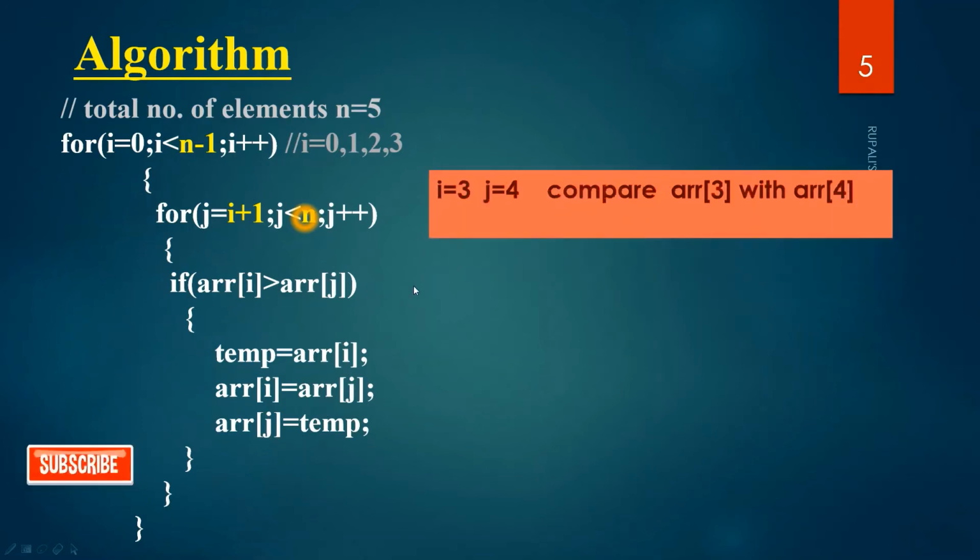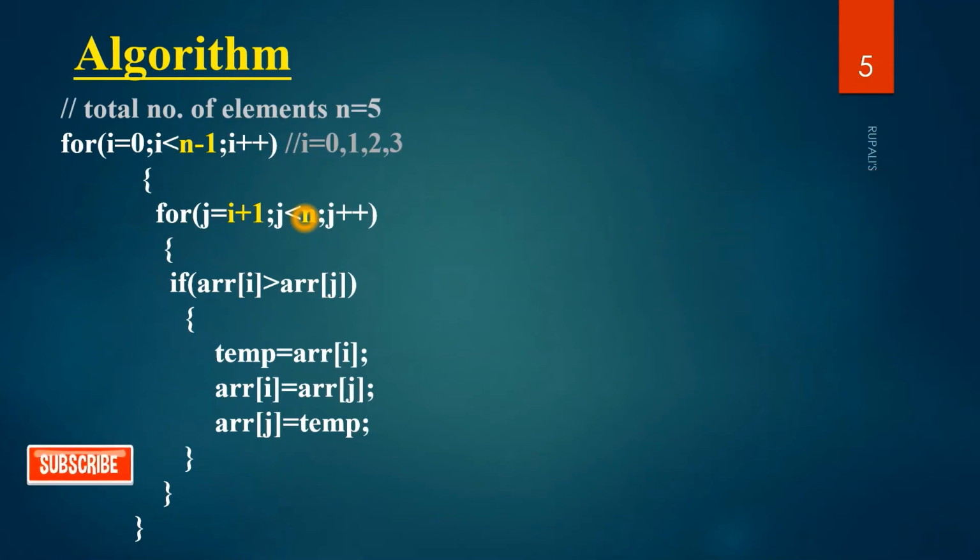And the last iteration, when i equals 3, j starts from i plus 1, that is 3 plus 1, 4, and j less than n. So what is the value of n now? n is 5, so less than 5 means 4. So this loop will iterate one time. Compare arr[3] with arr[4] and if swapping is required, then swap. After that, we get the sorted array.